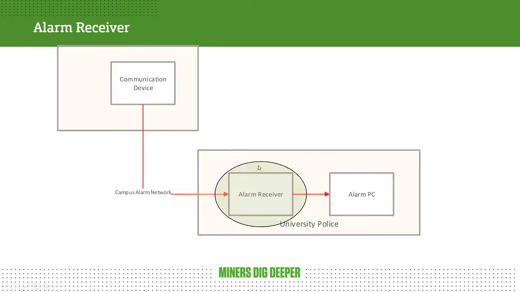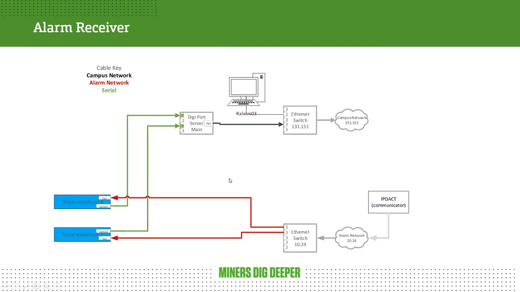I'm going to talk a little bit now about the alarm receiver itself. The alarm receivers actually are these two blue boxes here. They have two connections. They have serial connections, which are outputs that go to this Digi port. And then we have two network connections, which are basically inputs to it. So we have an input from the network and output from serial.